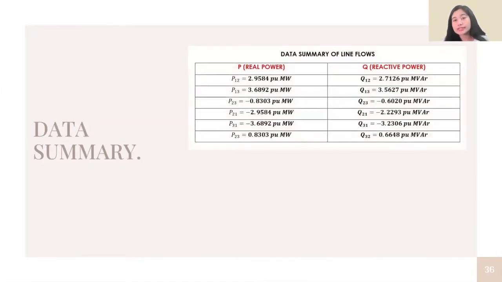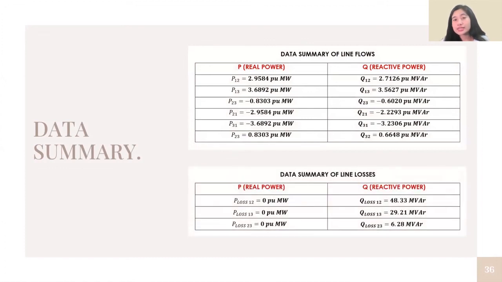Okay, so last one is the data summary for the line flows and the data summary for our line losses. Like I said, they are divided into two: the real power and the reactive power. For our line flows, our P12 is 2.9584 PU MW. Our reactive is 2.7126 PU. Now for our P13 and Q13, it is 3.6892 PU MW and 3.5627 respectively.